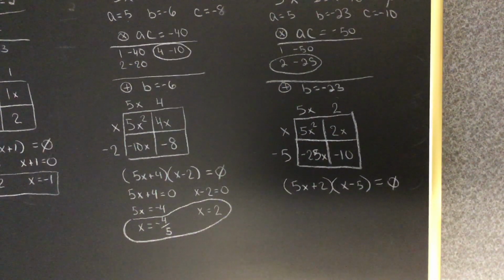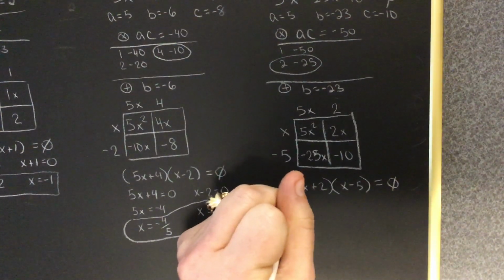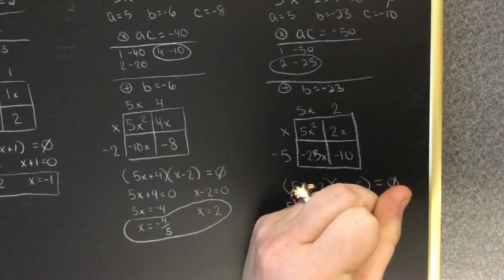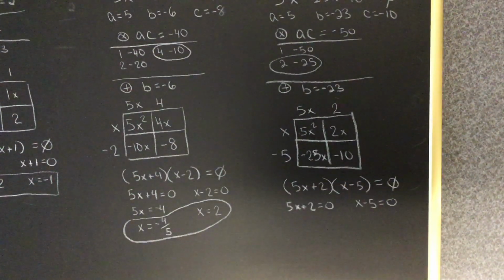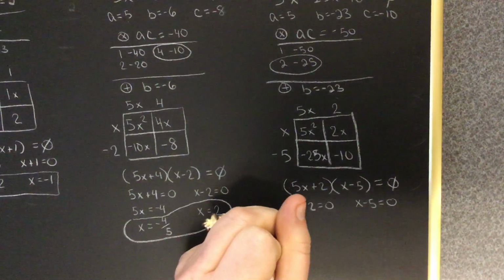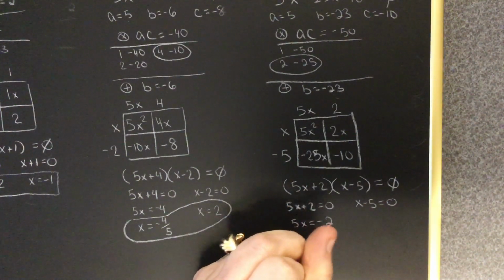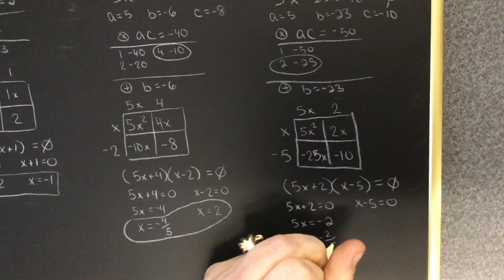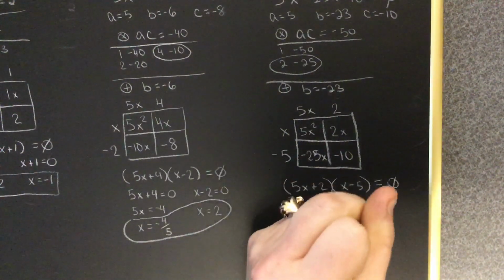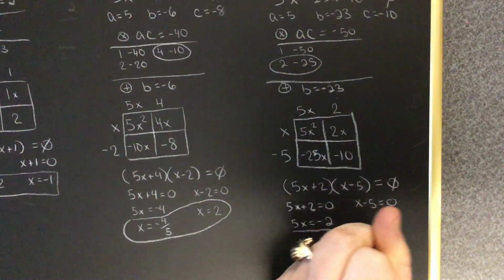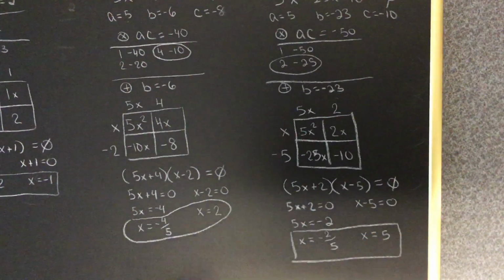And so, just like with all the others, take each factor, 5x plus 2 equals 0, x minus 5 equals 0, and solve for x. So subtract 2 from both sides, divide by 5 on both sides, you get negative 2 fifths here. Add 5 on both sides, you get x equals 5 there, and so there are your solutions.